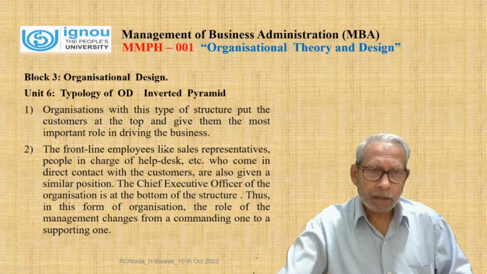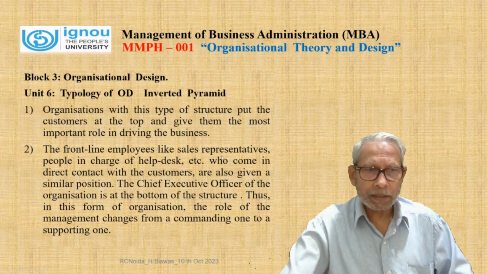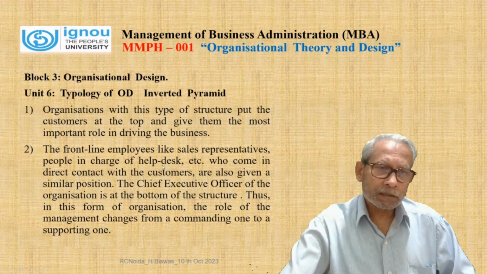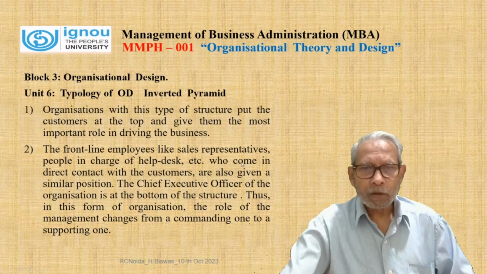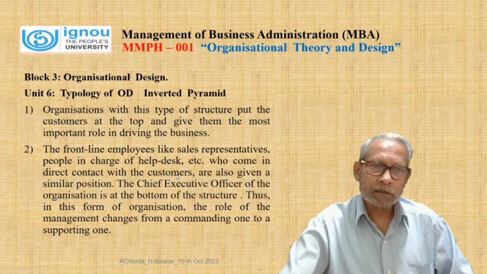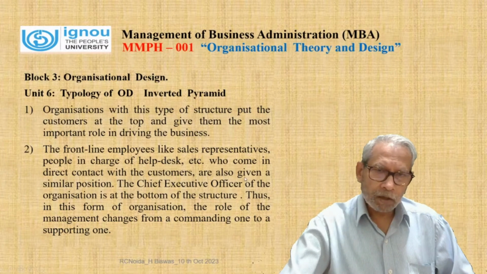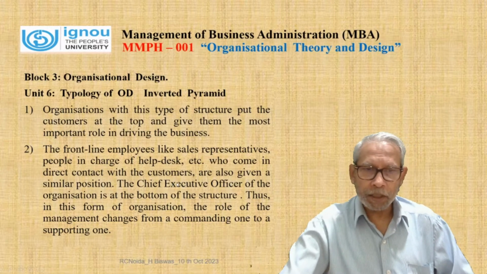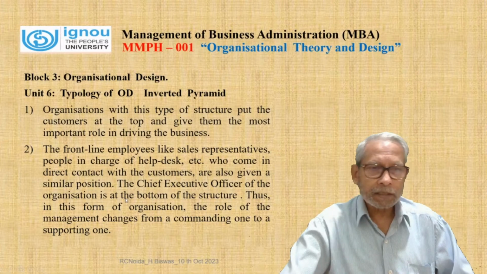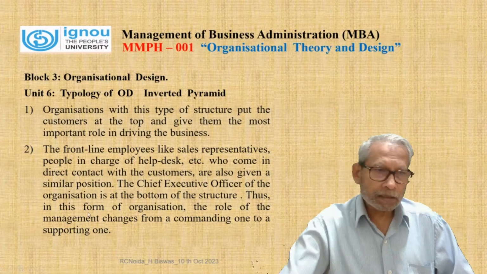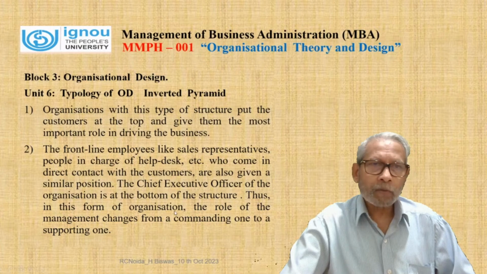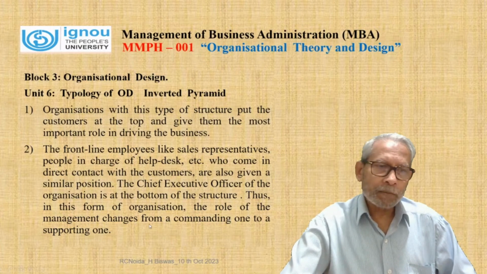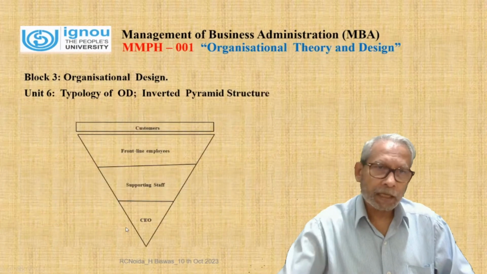The frontline employees, like the sales representatives and people in charge of the help desk, who come in direct contact with the customers, are also given a similar position. The chief executive officer, the CEO of the organization, is at the bottom of the structure. So in this form of organization, the role of management changes from a commanding one to a supporting one. Now see the diagram.